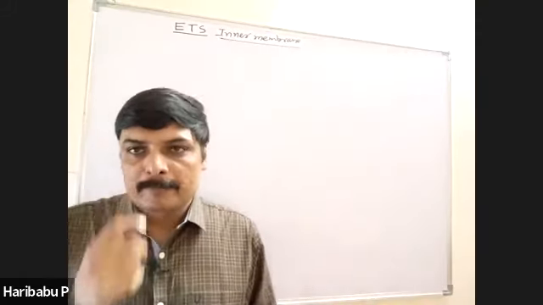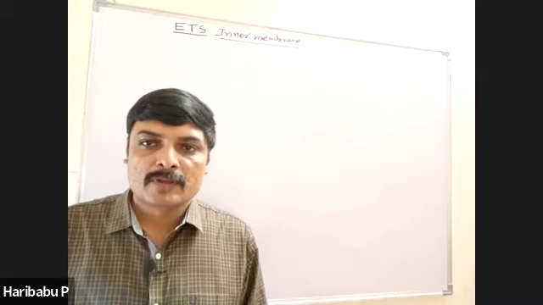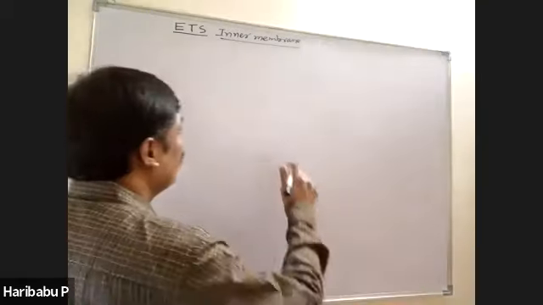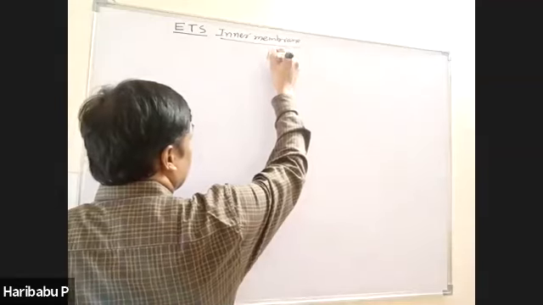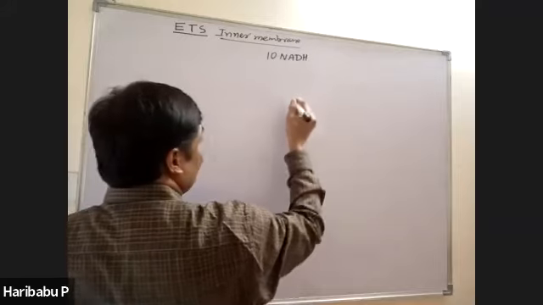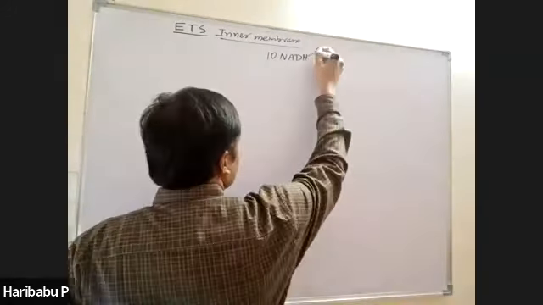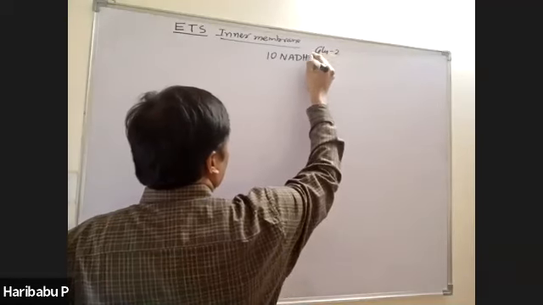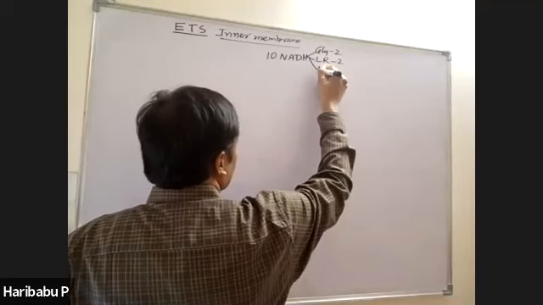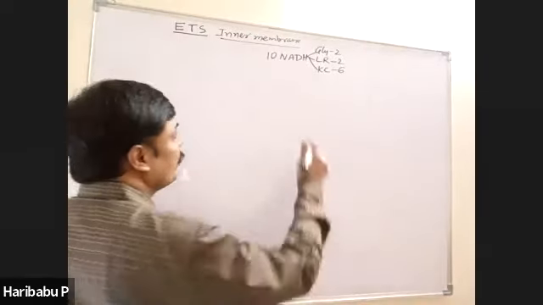How many NADH are produced so far, up to the Krebs cycle, in aerobic respiration? Totally 10 NADH are generated. You know very well: out of 10, 2 from glycolysis, 2 from link reaction, and the remaining 6 from Krebs cycle.